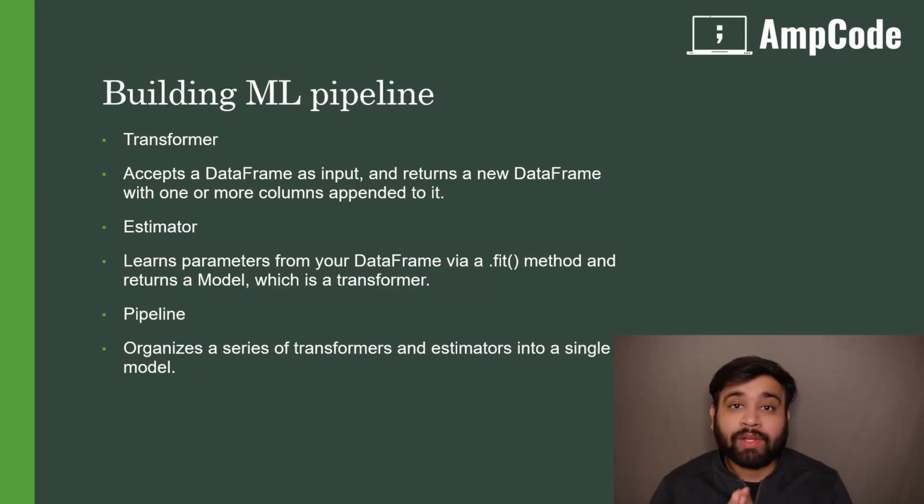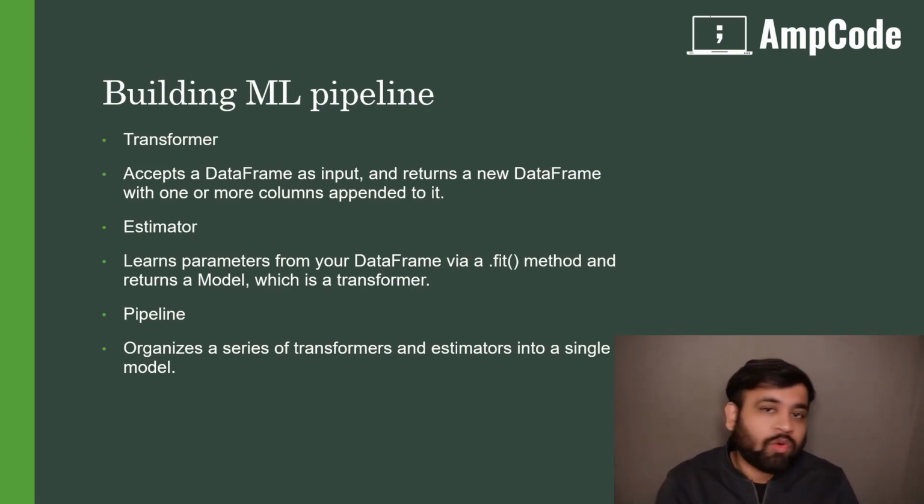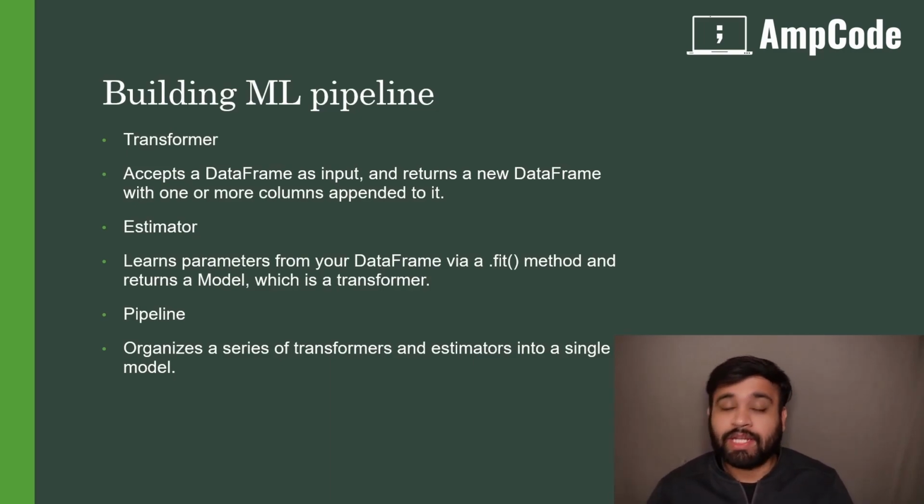So before jumping on to the coding part, let's first talk about some of the concepts. The first one is the transformer. A transformer, as the name suggests, accepts a data frame as an input, then returns a new data frame based on some rules that you have applied on top of it, or we can say transformations applied on top of it, and it does that by appending one or more columns to your data frame.